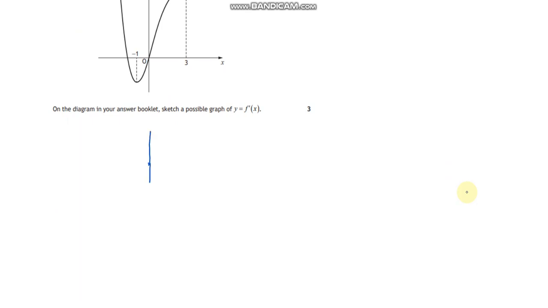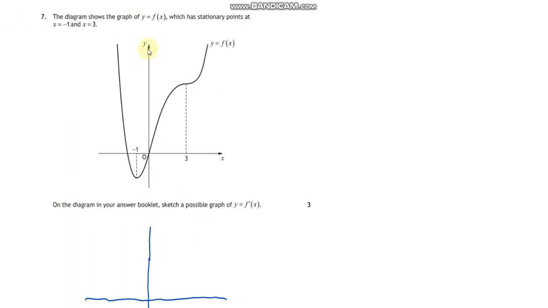So the differential graphs. The first thing you want to do is just think about what your gradients are. Are they positive or are they negative? That's the first thing. So I'll just write it next to it, remembering that this is a positive gradient and this is a negative gradient.